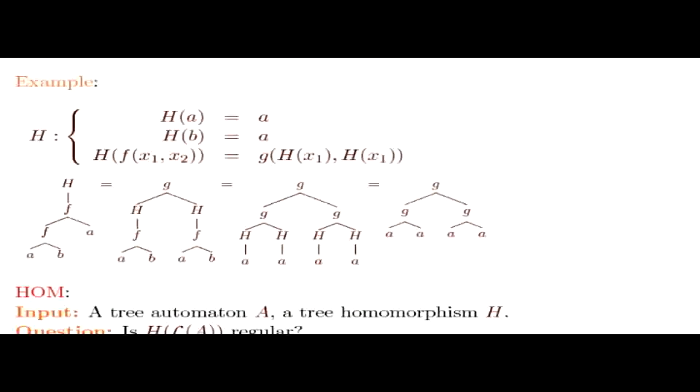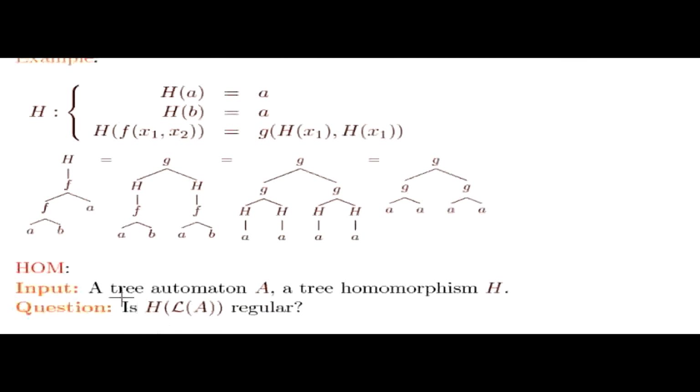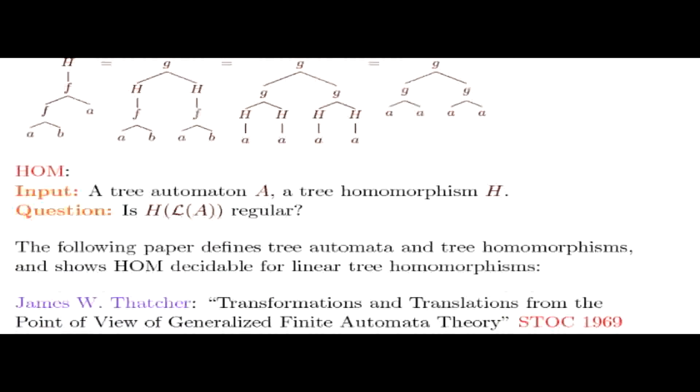The Hom problem is defined as follows. The input is a regular tree language described by a tree automaton and a tree homomorphism. The question is whether the image of the language through the homomorphism is also regular. This paper of Jim Thatcher is one of the first defining tree automata and tree homomorphisms, and shows that Hom is decidable for linear tree homomorphisms that are the ones described without duplicated variables.